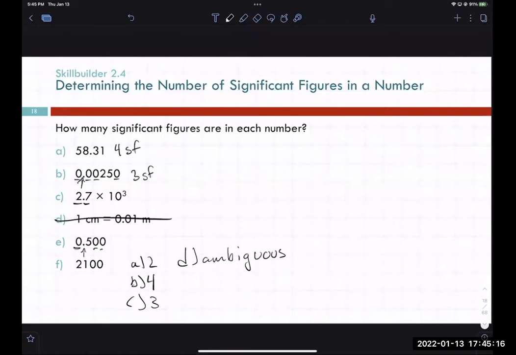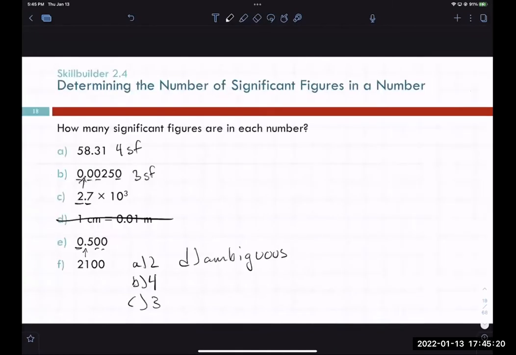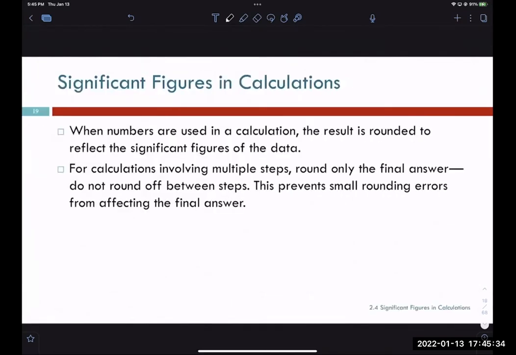Ambiguous. Cool. Oh yeah, we got to do calculations next. Okay, so that's how you determine if you're getting a measurement or if you have been given a number from the book, that's how you'll determine sig figs. When we do calculations with our sig figs, we have standard methods for determining how to carry those through.